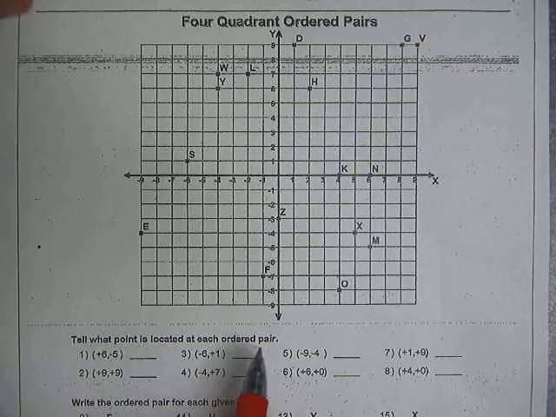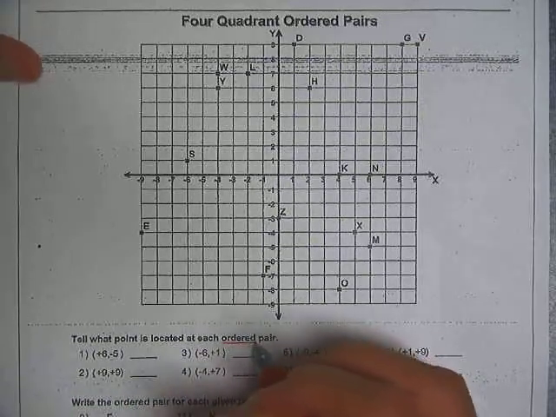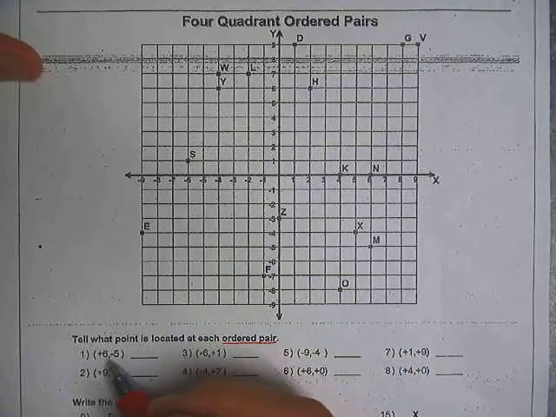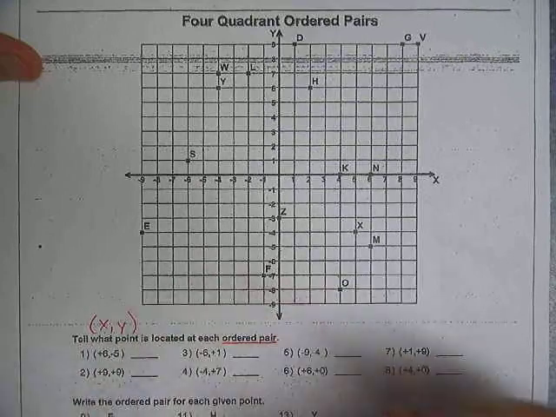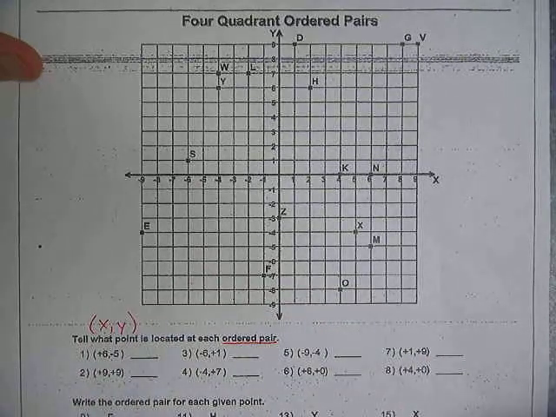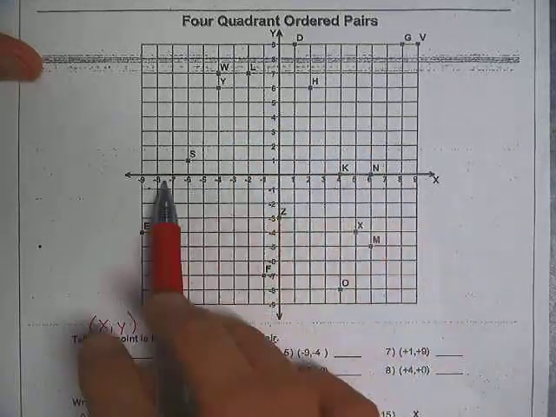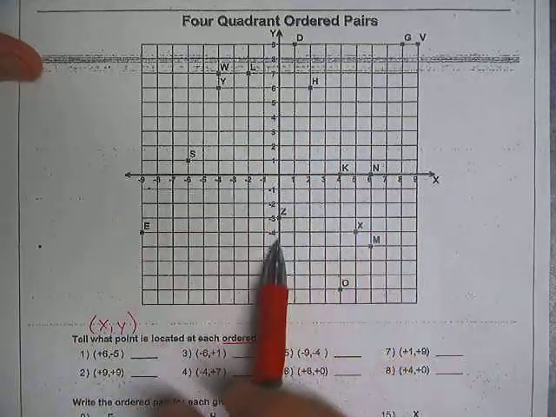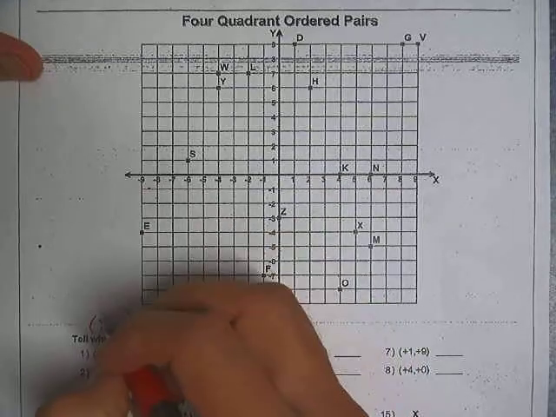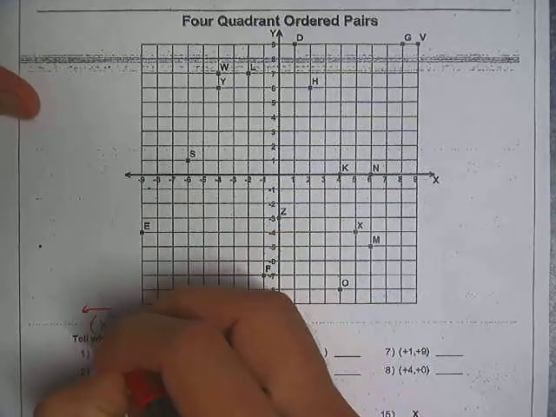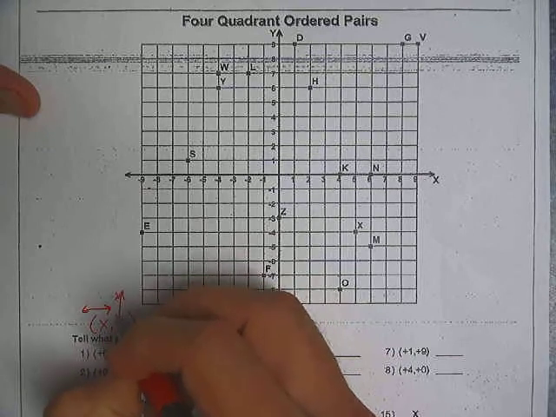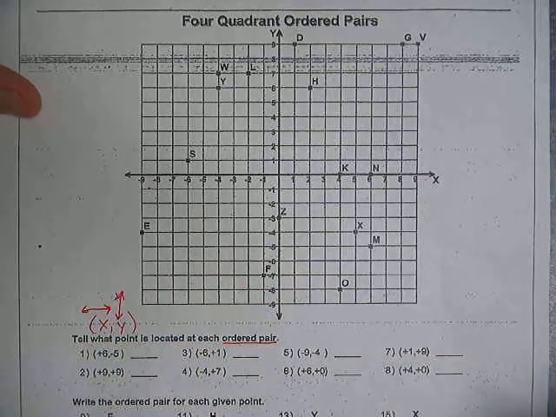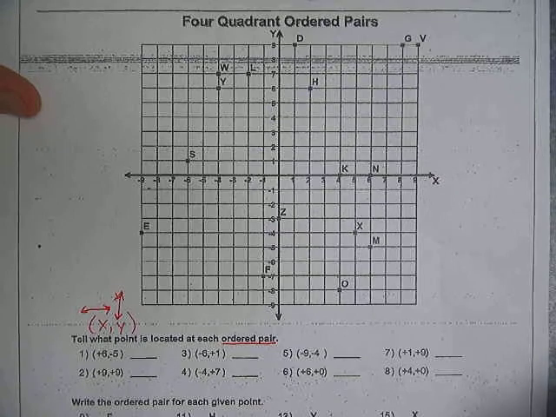tell what point is located at each ordered pair. So pair means two, ordered pair are these two numbers, and they have a specific designation. The first number is your x, the second number is your y value. And if you look at the graph, we've got an x-axis left to right, and we've got a y-axis up and down. So let's put that right here. Our x tells us left to right, and our y tells us the up and the down, or the vertical.